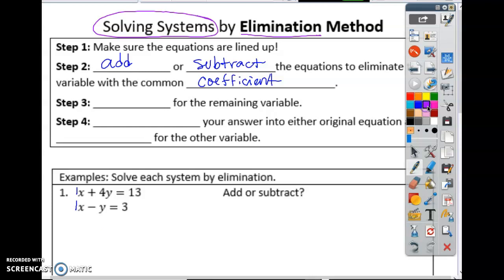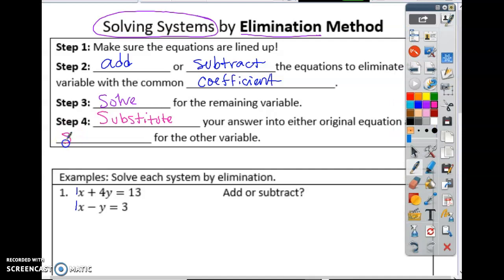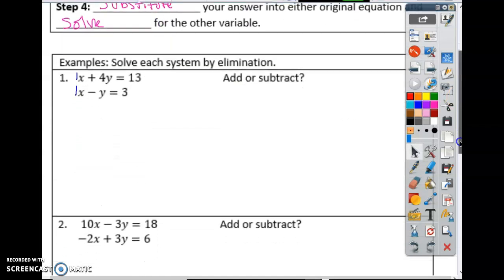They have the same coefficient, so I can eliminate them. Okay? Step 3, we're going to solve for the remaining variable. So once we eliminate it, we're going to solve for the other variable. And then we're going to substitute, just like yesterday, substitute your answer into either the original equation and solve for the other variable. So let's go ahead and start solving.